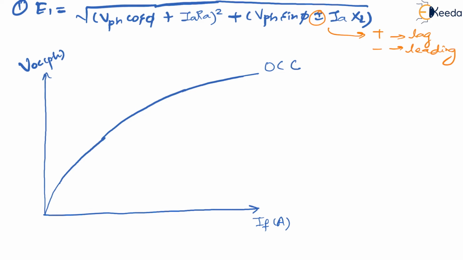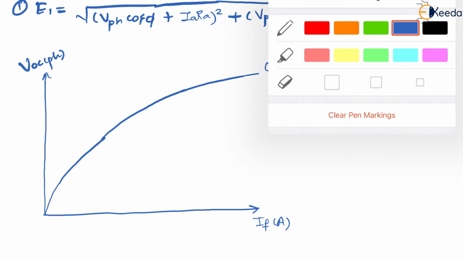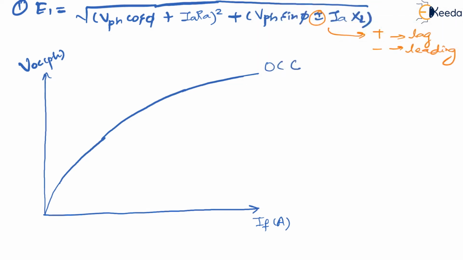Now what are you supposed to do? You have to locate some point from the short circuit test. You have to locate point A from the short circuit test. What is that point A? The point A coordinates are nothing but IF comma V.